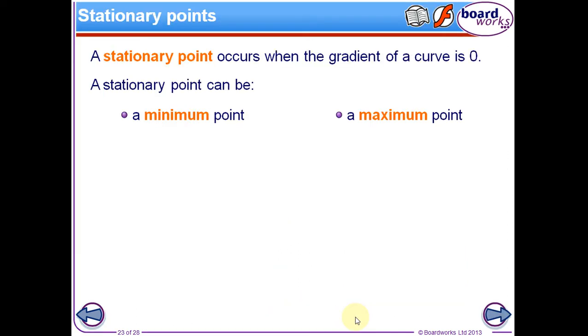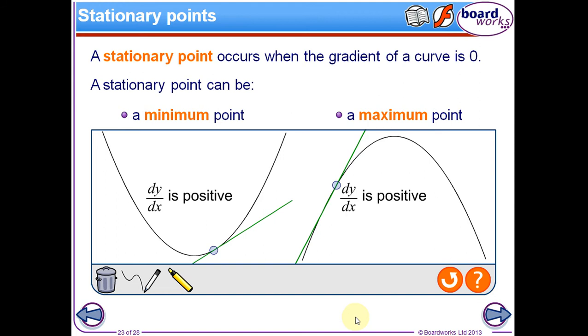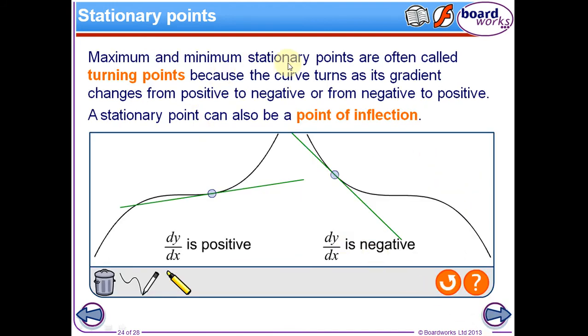Now, turning points. A stationary point occurs when the gradient of a curve is 0, and the stationary point can be either a minimum or a maximum. We have a minimum point when you have a positive graph, and a maximum point when the graph is negative. Don't forget that this is a curve, so you can only have it at an instant. The gradient varies at different points along the curve, unlike a straight line graph. Maximum and minimum stationary points are often called turning points, because the curve turns at its stationary point, where the gradient changes from positive to negative, or from negative to positive.